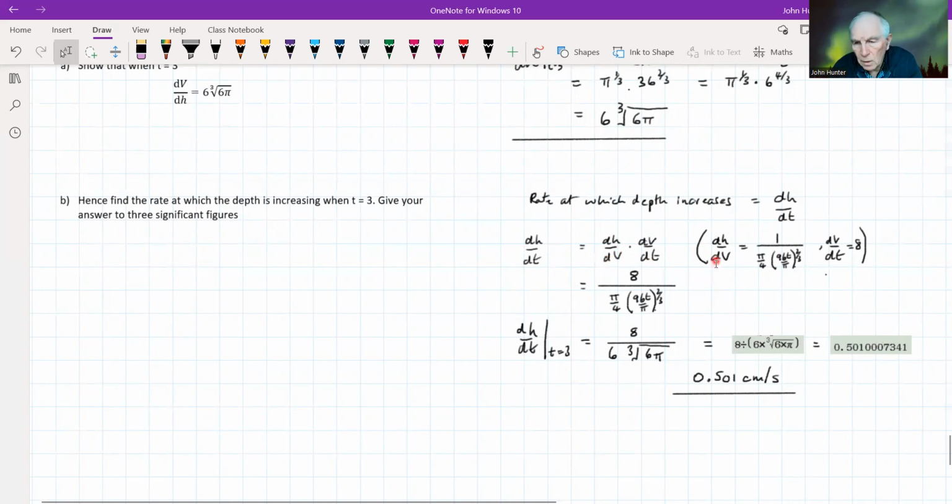So since we've got dh/dV, that is 1 over this expression that we got from higher up. That's before we substitute t equals 3 and simplify, but I've just left it like that. And dV/dt equals 8, that's from the problem statement. So if we bash those 2 derivatives together, we're going to get this expression.